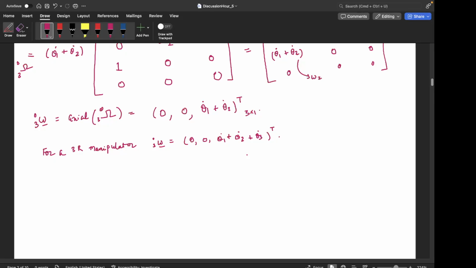Okay, so let's go to the derivation of the linear velocity, and how the relation between the linear velocity of the links can be found out.